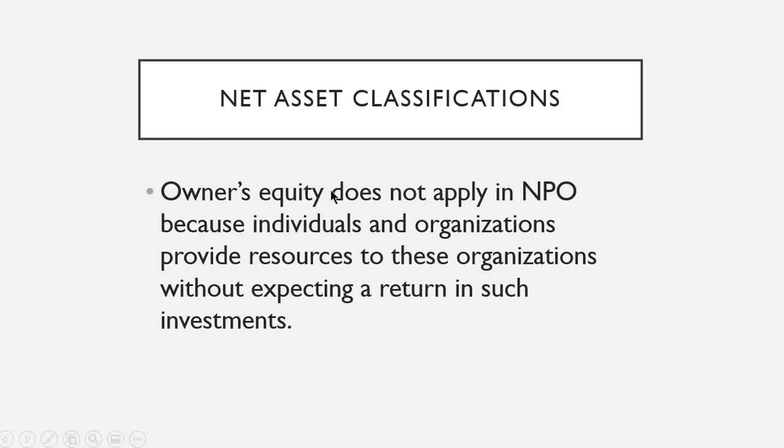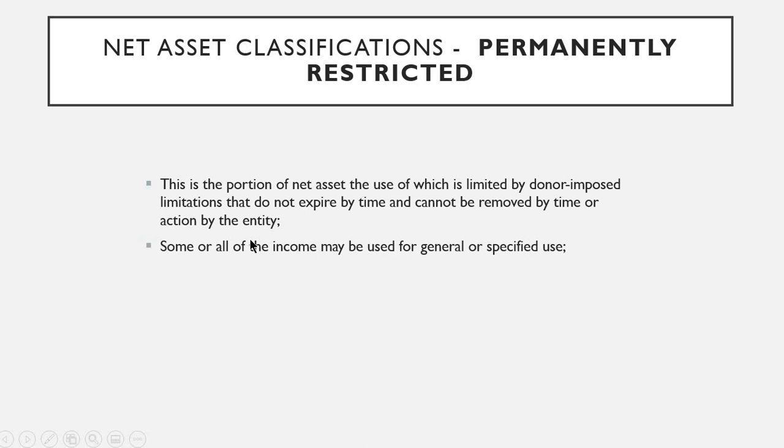Okay? And again, our net asset is further classified into three. So this is the portion, okay? If it is a permanently restricted net asset, this is the portion of net asset, the use of which is limited by donor-imposed limitations that do not expire. So it actually does not expire, so it should be kept intact; it cannot be removed by time or action by the entity.